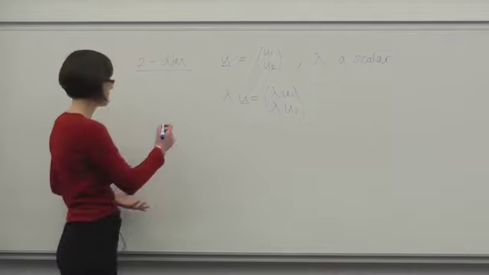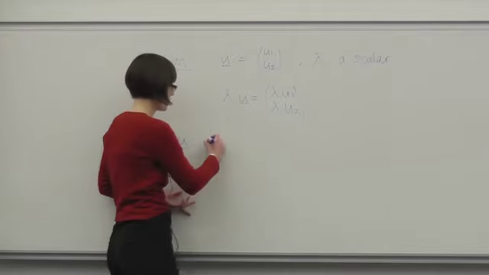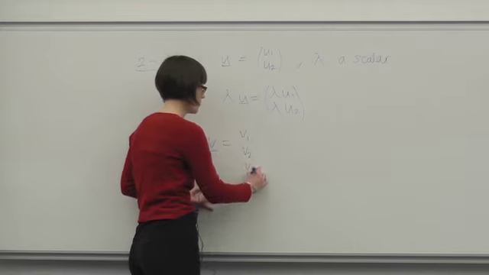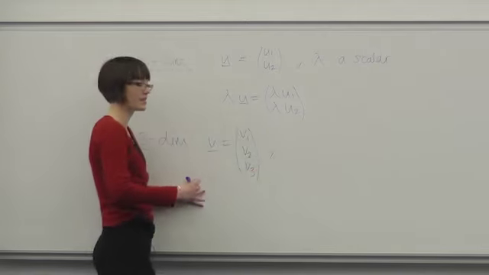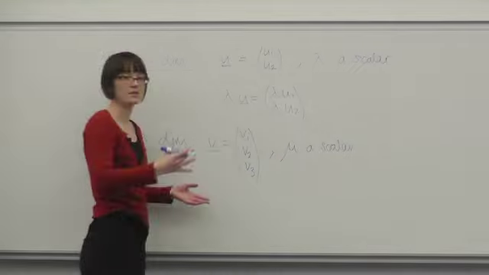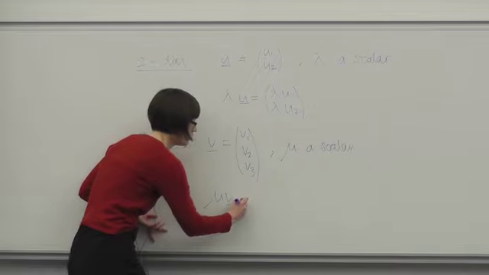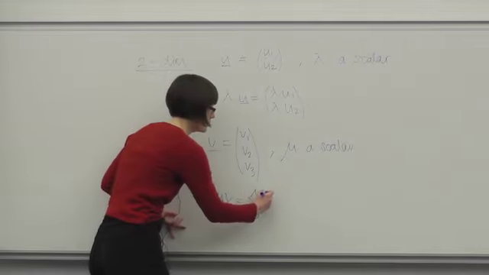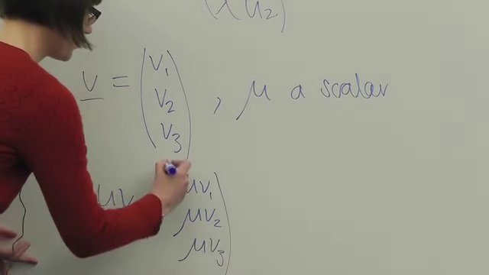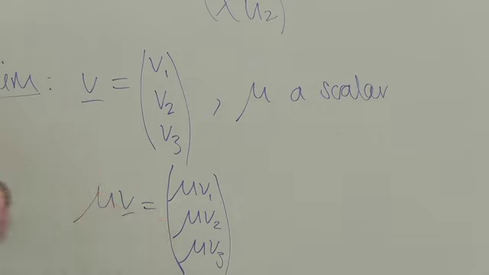That's just entirely analogous. If I'm given a 3-dimensional vector, say v, that has components v1, v2, and v3, and if I'm given a scalar mu, remember that just means that mu is some number, any number, then by definition, mu times v is going to be the vector mu v1, mu v2, mu v3. So again, when we multiply by mu, we just multiply each component by mu.